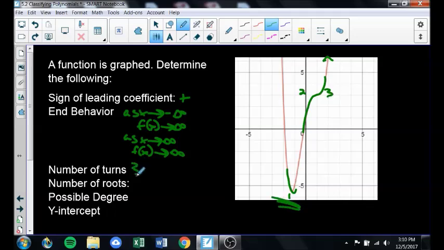Since there's 3 turns, and how many roots do we have? We only see 2 real roots. We don't quite see the imaginary roots, but we know there's going to be a couple. I'll tell you how I know that in a second. Because there's 3 turns, the degree is at least 4. It's at least a 4th degree function, but it could be 6 or 8 or 10. And so I know there's got to be some imaginary roots, because if the degree is 4 and we only see 2 real roots, there must be 2 imaginary roots or more. And the y-intercept looks like it is 1. 1, 2, 3, 4, 5. Yes, the y-intercept is 1.